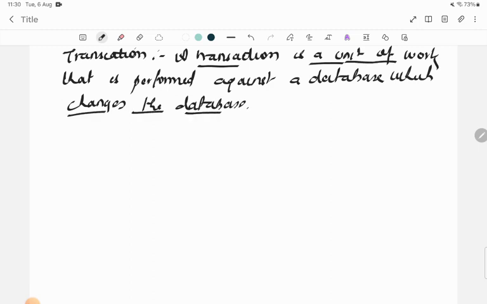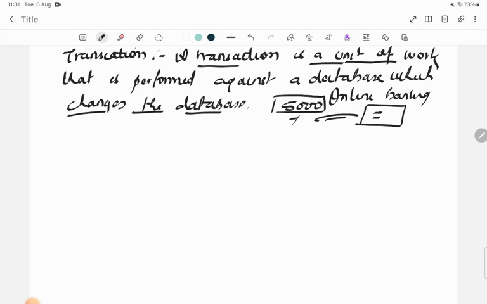Okay, so for any operation, for example, if you are doing online banking, you are using an online banking system, and if you are going to transfer an amount, or purchase anything, you are going to change the database. For example, in your account you have got 5,000 rupees, and if you are going to buy something and do an online payment, you are going to change this amount. So this can be an example of a transaction.